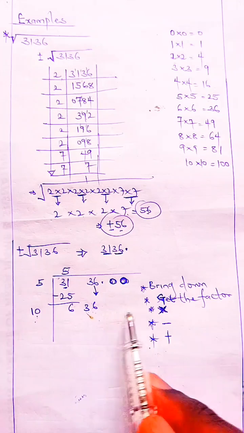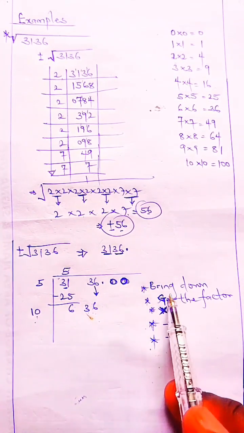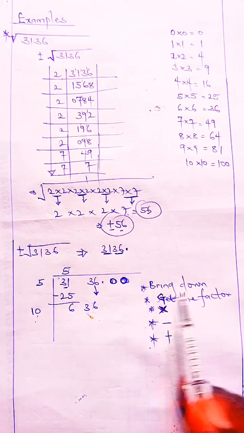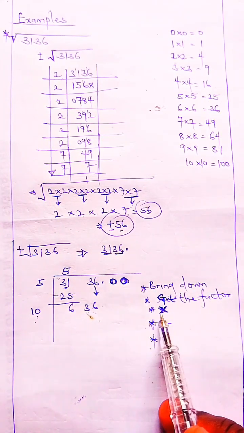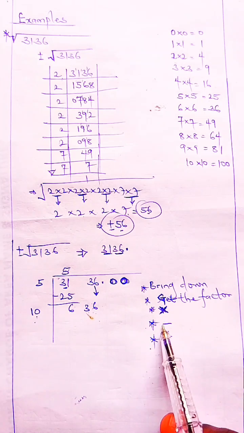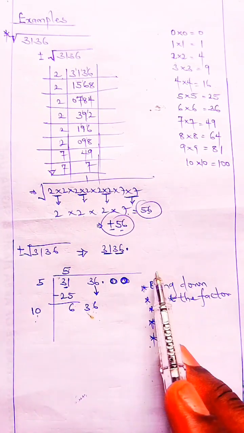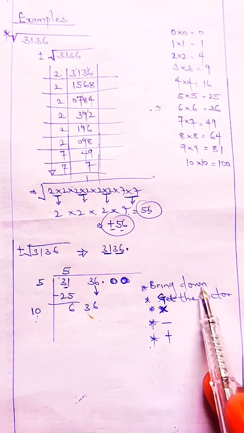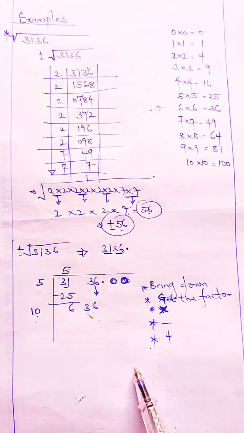Now let me show you the steps. These are the steps we take whenever you solve this. Whenever you're using this method, the first thing you have to do is to bring down. After you have brought down, the next thing to do is to get the factors. After that, multiply. After that, you subtract. After that, you add together. Then you repeat the cycle. You bring down, you get the factors, you multiply, you subtract, then you add up.